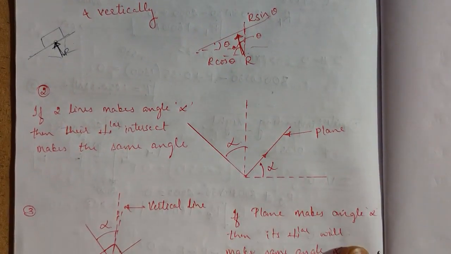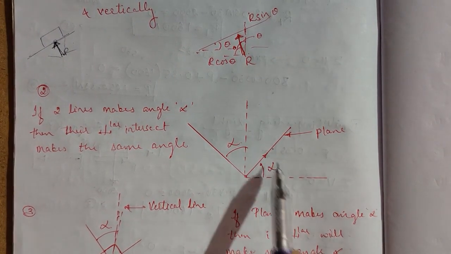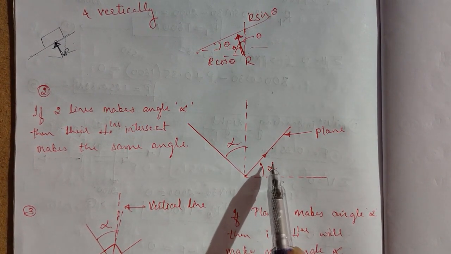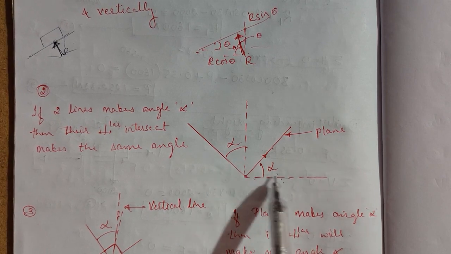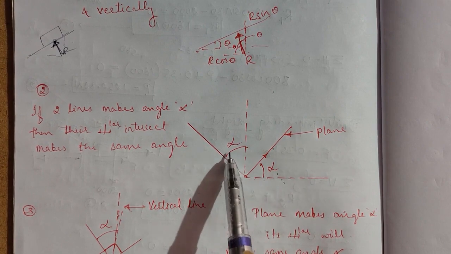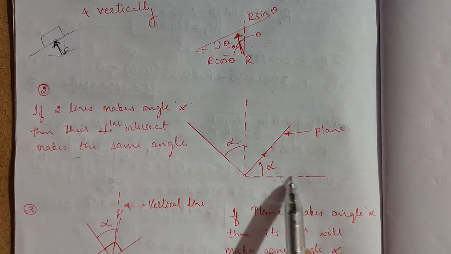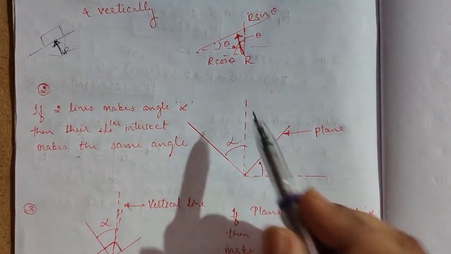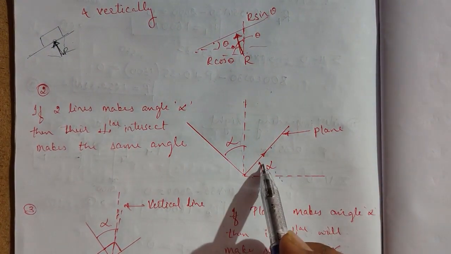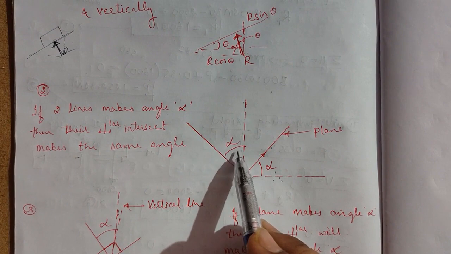The second point is, if two lines make an angle alpha, then their perpendiculars also make the same angle alpha. So this is one line, and I'll draw a perpendicular to this line. When the angle between these two lines is alpha, then the same alpha will be the angle between their perpendicular intersects.